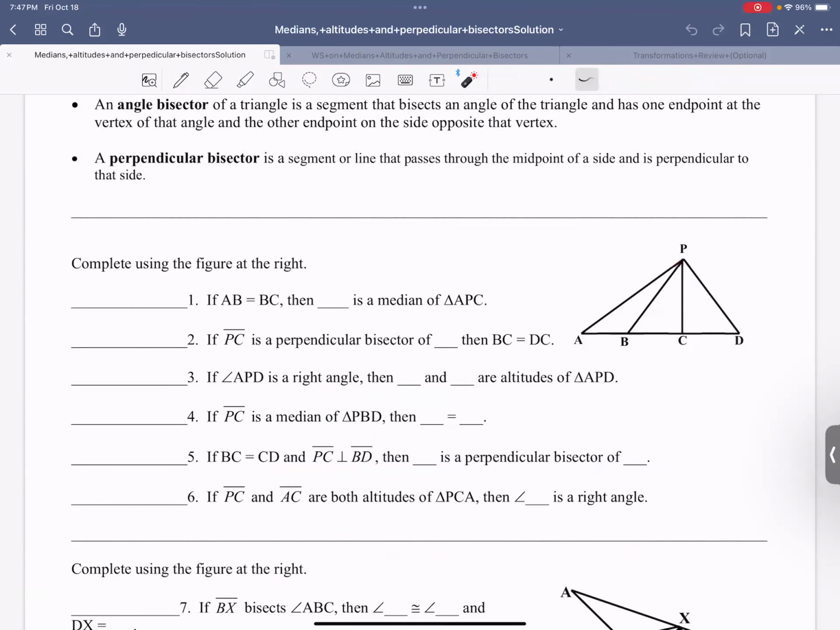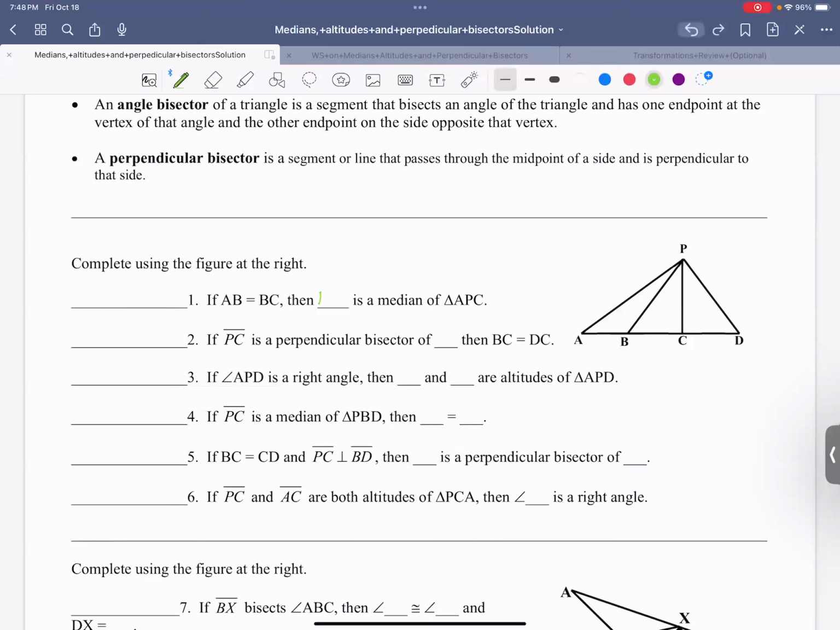Over here, AB and BC are equal. Then who is the median of APC? Shirley, go ahead. Answer number 1. If AB equals BC, then AB and BC are equal. So BP is a median. BP, yes. So BP is a median.